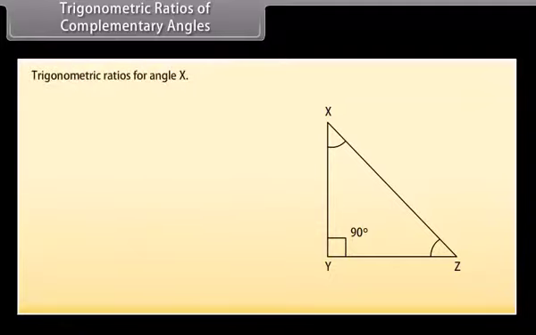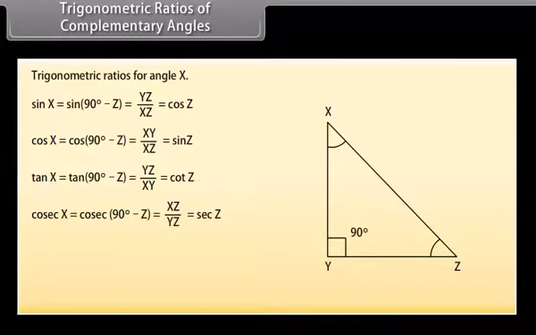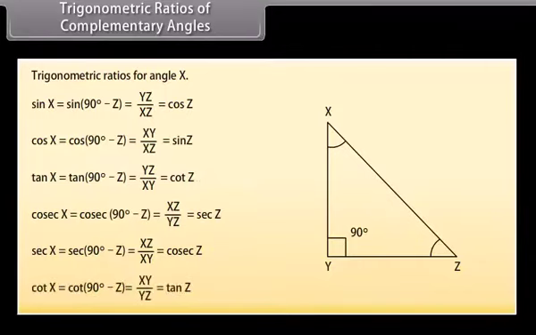Let us now list the trigonometric ratios of angle X. Sin X is equal to sin of 90 degree minus Z equals YZ upon XZ equals cos Z. Cos X is equal to cos of 90 degree minus Z equals XY upon XZ is equal to sin Z. Tan X is equal to tan of 90 degree minus Z equals YZ upon XY equals cot Z. Cosec X is equal to cosec of 90 degree minus Z equals XZ upon YZ equals sec Z. Sec X is equal to sec of 90 degree minus Z equals XZ upon XY equals cosec Z. Cot X is equal to cot of 90 degree minus Z equals XY upon YZ equals tan Z.